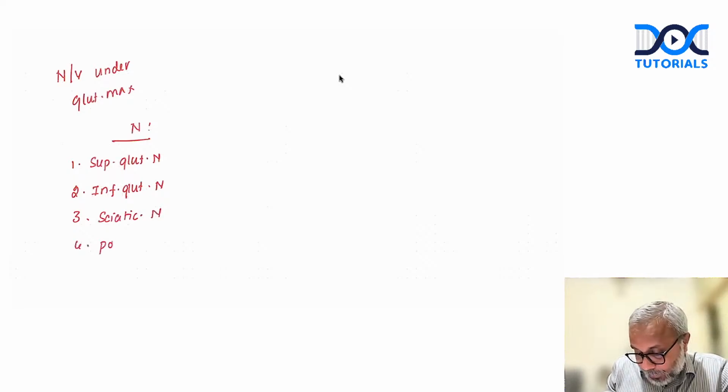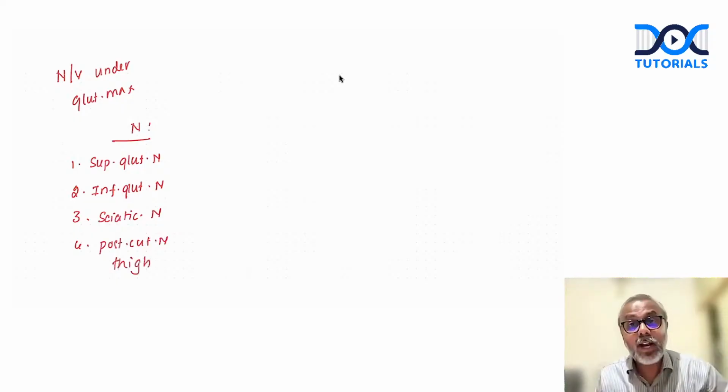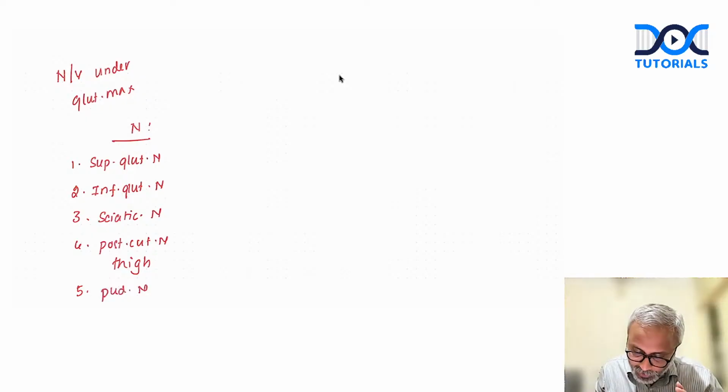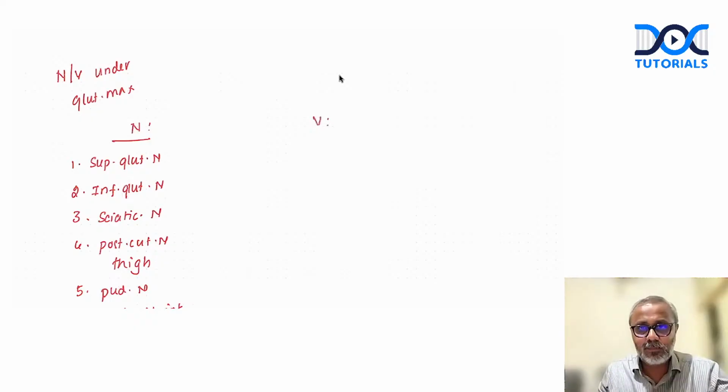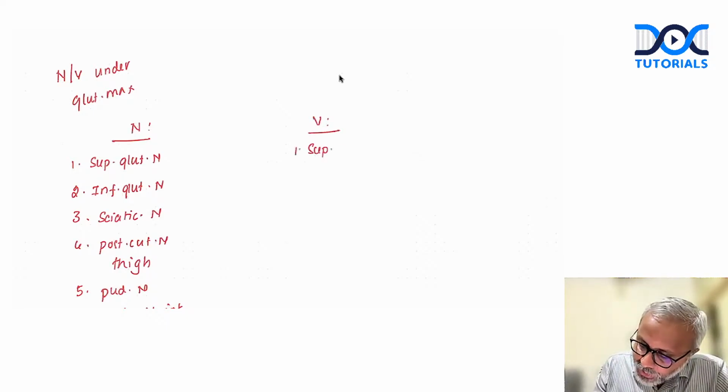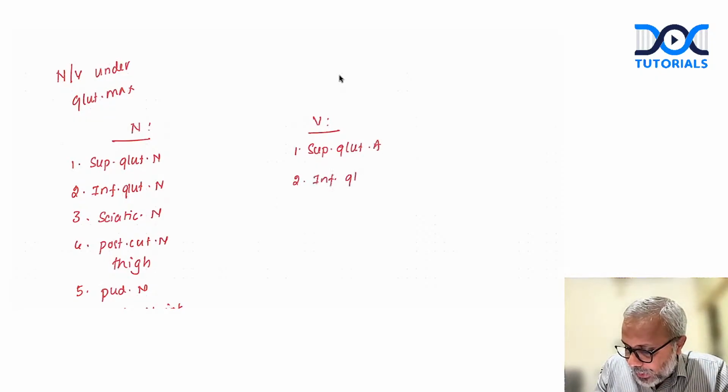Then we have the posterior cutaneous nerve of the thigh, right? Then we also have the pelvic structures where we have the pudendal nerve, and we also have the nerve to obturator internus. These are the 6 nerves present under the cover of gluteus maximus. What about vessels, right? Let's imagine in vessels we'll focus on arteries. So again, what are the arteries we get? So 2 main arteries, superior gluteal artery, then inferior gluteal artery.